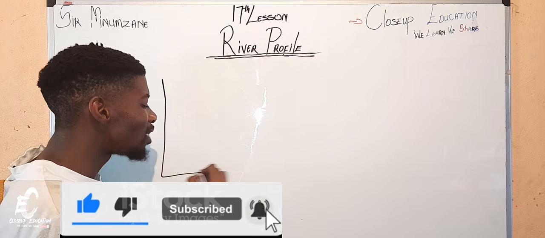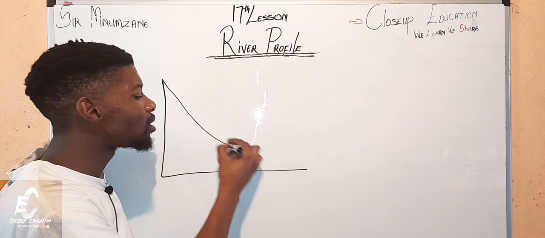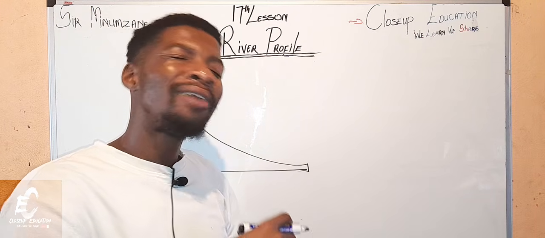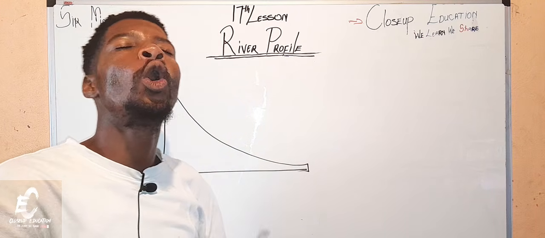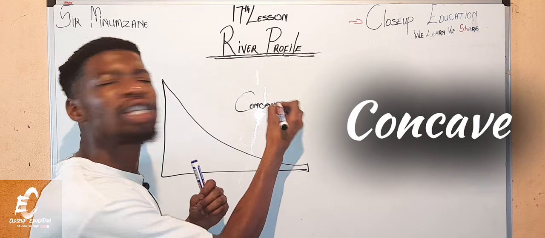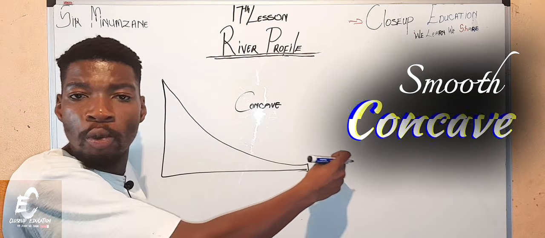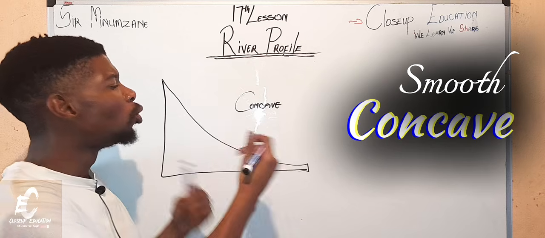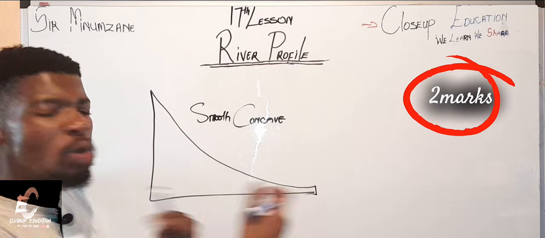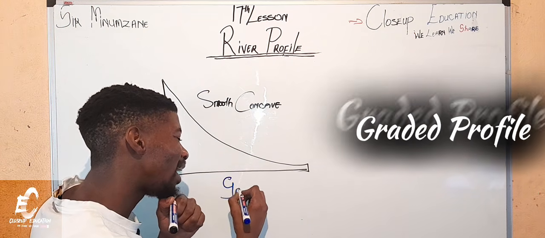So this is obviously what we call the graded profile. Our graded profile, this is how it looks. Which shape do you actually see when you are looking at this? I've said this before. This is what we call a concave shape. It's not just any concave shape. We can see that the gradient is very smooth. So this is our smooth concave. Remember, this is our graded profile, right?